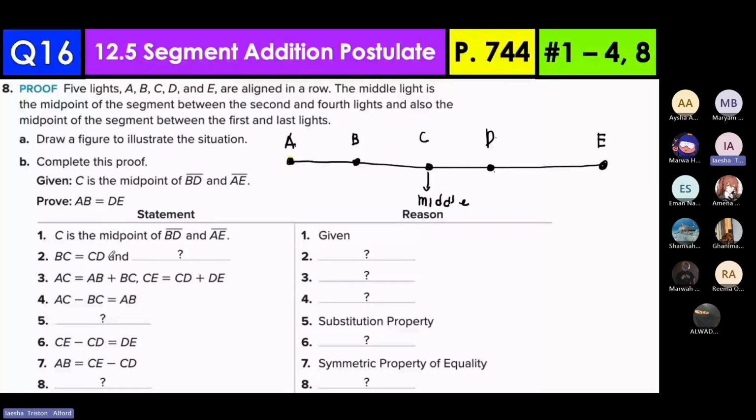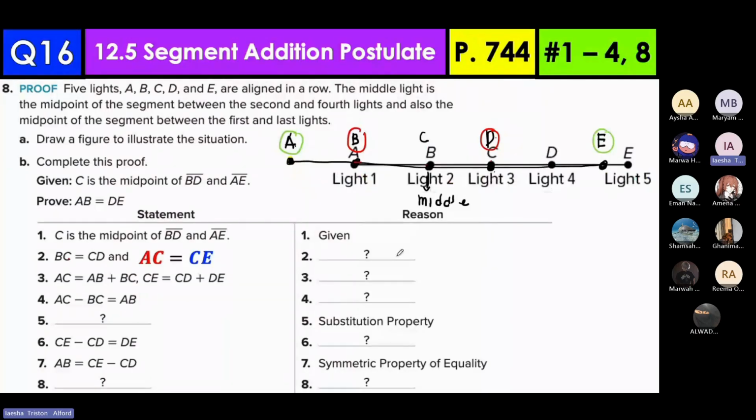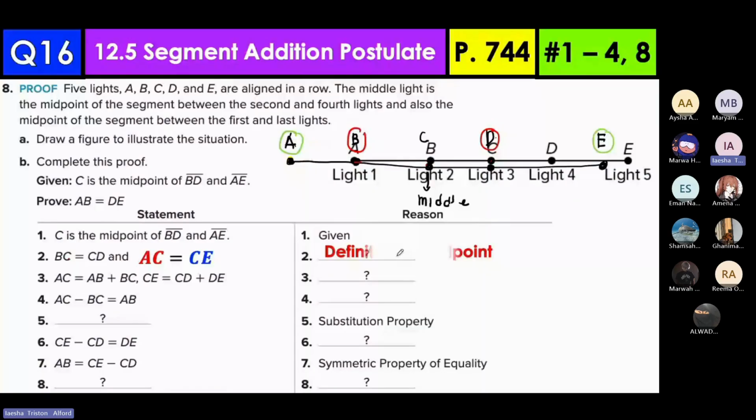What happens with the midpoint? You get 2 congruent segments. So B and D, if you cut from C, BC is equal to CD. That's this part. What should be congruent if we're talking about from A to E? We're still cutting at C. Should be AC is equal to CE. How do we know? Midpoint.